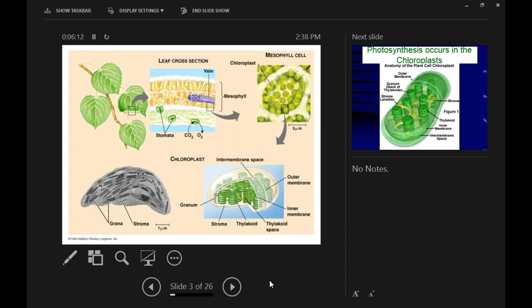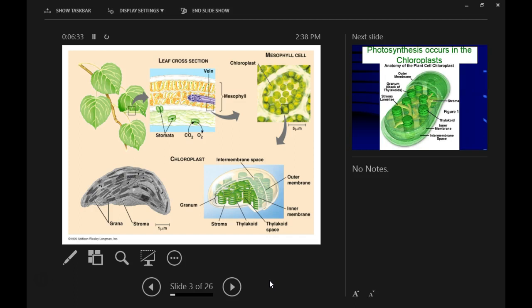You'll also notice here that we have these beautiful little openings. These are called stomata. That just means mouths in Greek. And it's a way for carbon dioxide to go in for photosynthesis and for oxygen to actually exit. And usually they're found on the underside of the leaf.